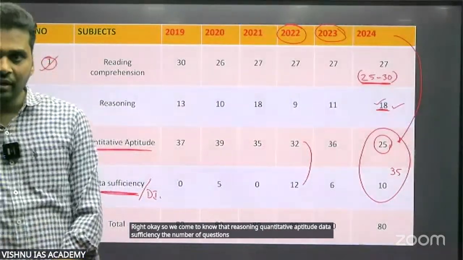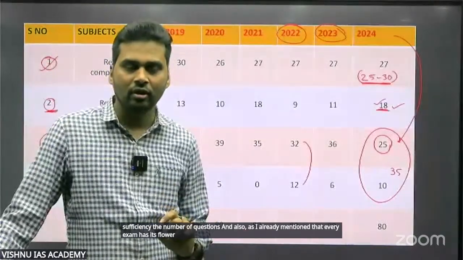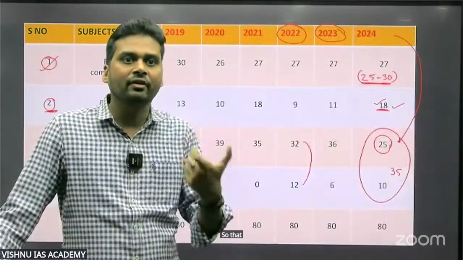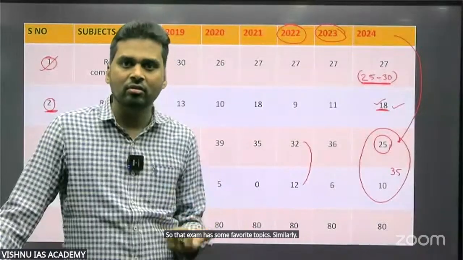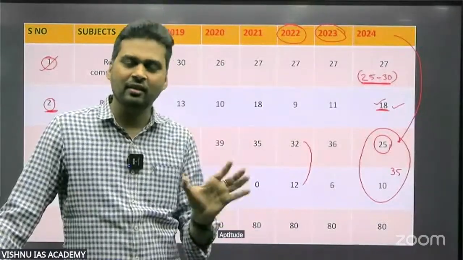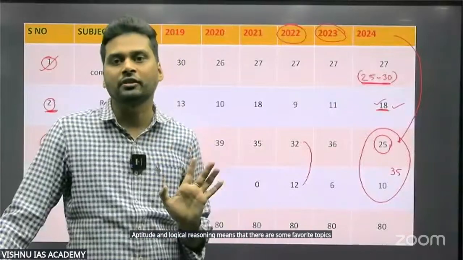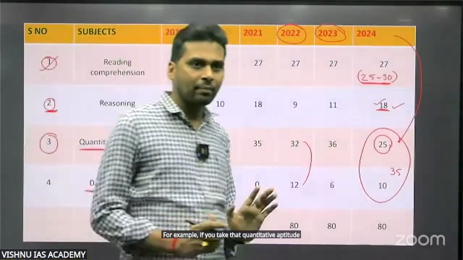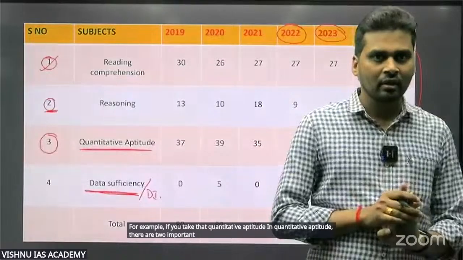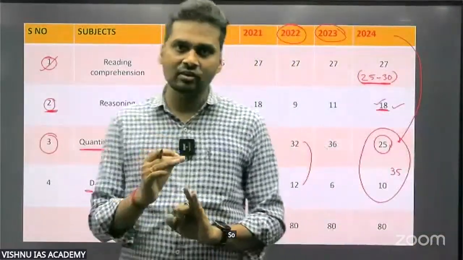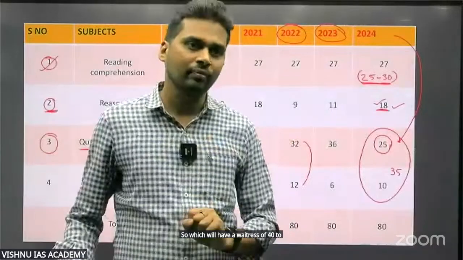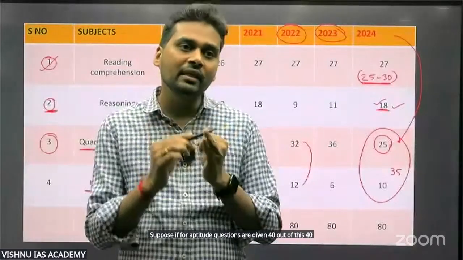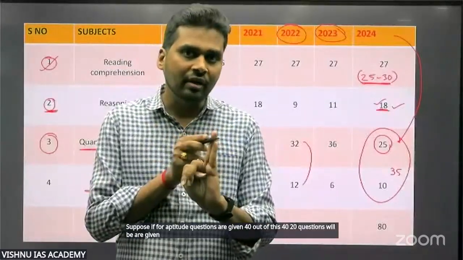As I already mentioned, every exam has its flavor. If you are writing a particular exam, that exam has some favorite topics. Similarly, in CSAT, aptitude and logical reasoning have some favorite topics. You must solve those questions. For example, in quantitative aptitude, there are 2 important topics which will have a weightage of 40 to 50% of aptitude. Suppose aptitude questions are 40, then out of this 40, 20 questions will be given from these 2 topics.